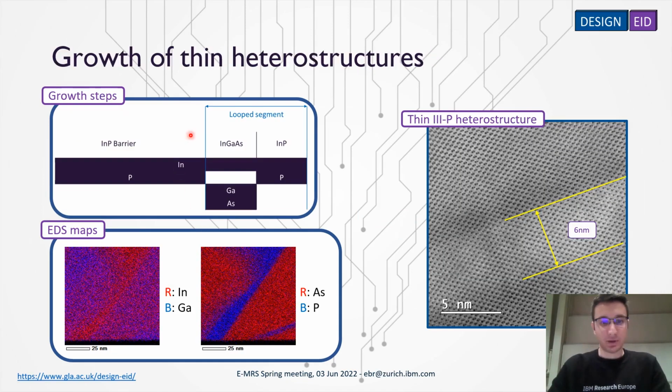We then proceeded to add, or try to add, thin layers of indium gallium arsenide and indium phosphide to the right of our previously grown structure here. We were only partially successful in doing that, as we grew a 6 nanometer III-phosphide layer sandwiched between two III-arsenide layers.